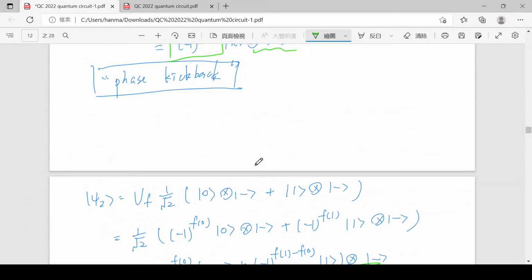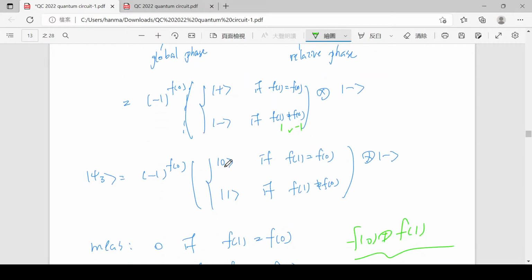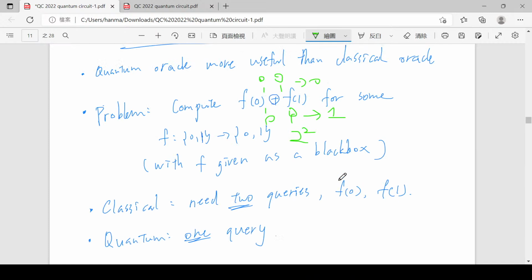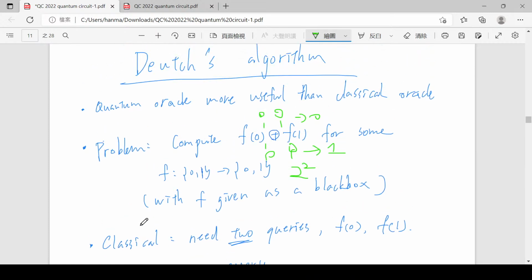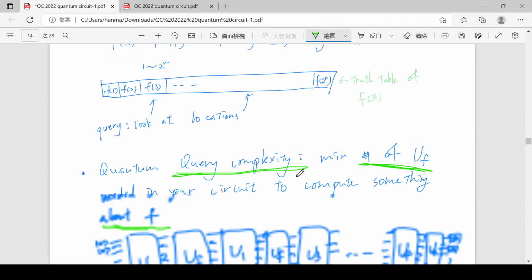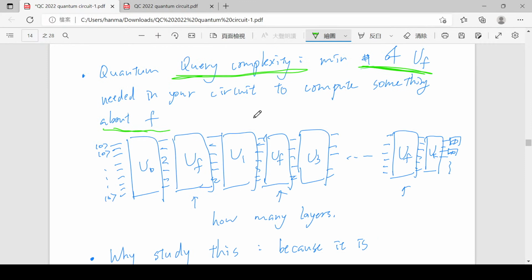For example, here with f(0) plus f(1), we can just say if you look at f(0), then you still don't know this thing, so it's pretty easy to see that the classical query complexity here is 2, etc. Okay, and let's go back to this picture. So the number of queries is the only thing we care about.